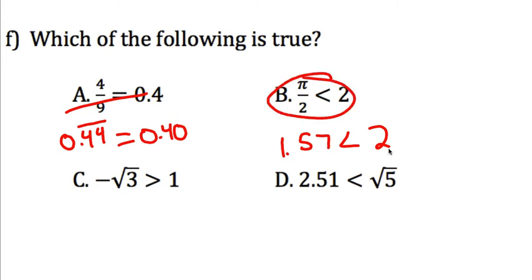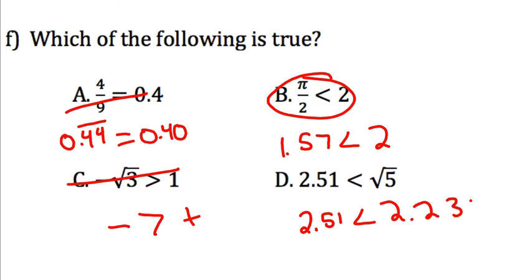If we look at the rest of these, C, we have a negative number. Well, a negative number is never greater than a positive number, so that one right away we can get rid of. And then for the last one, if we look at square root of 5, enter that in your calculator. The left-hand side here is 2.51. We want to know, is this less than square root of 5, which is 2.236. Again, we can see that's false because 2.51 is greater than, not less than. So D would be false.